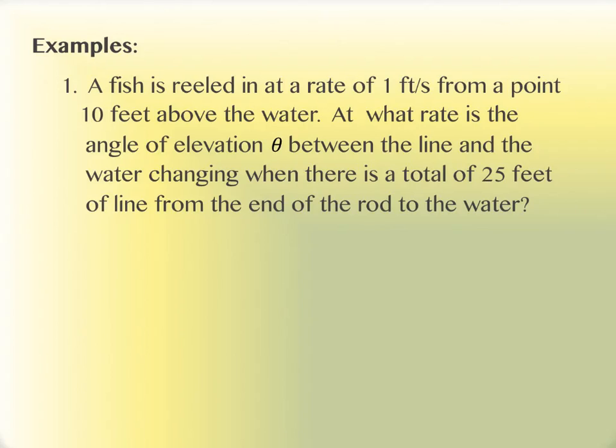This one says, a fish is reeled in at a rate of 1 foot per second from a point 10 feet above the water. So let's just stop there and draw the image of what that's describing. We've got water, so we're going to start there. So here's my water. It's blue and everything. Look at that. And we are going to be 10 feet above the water. So I'm going to draw us as though we're sitting in a boat or on a dock, at a shore, something like that, where the fishing pole is 10 feet above where the water is.